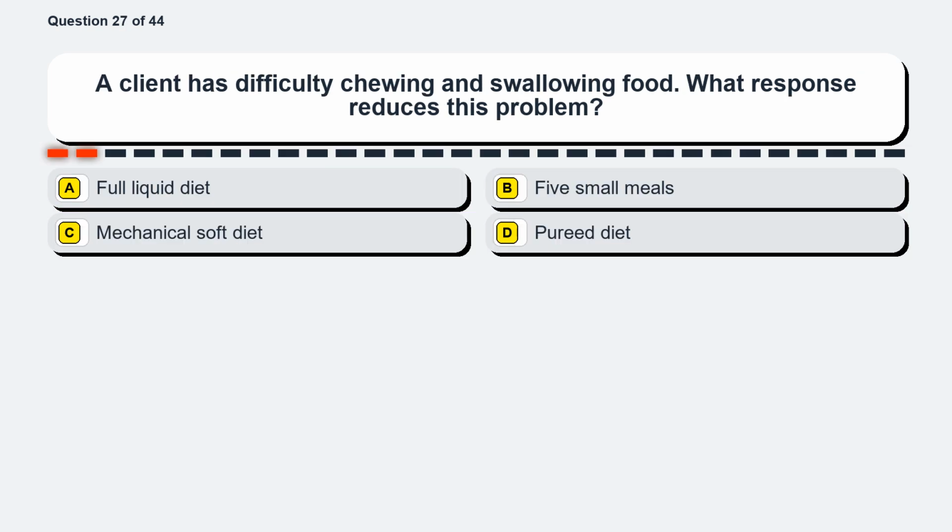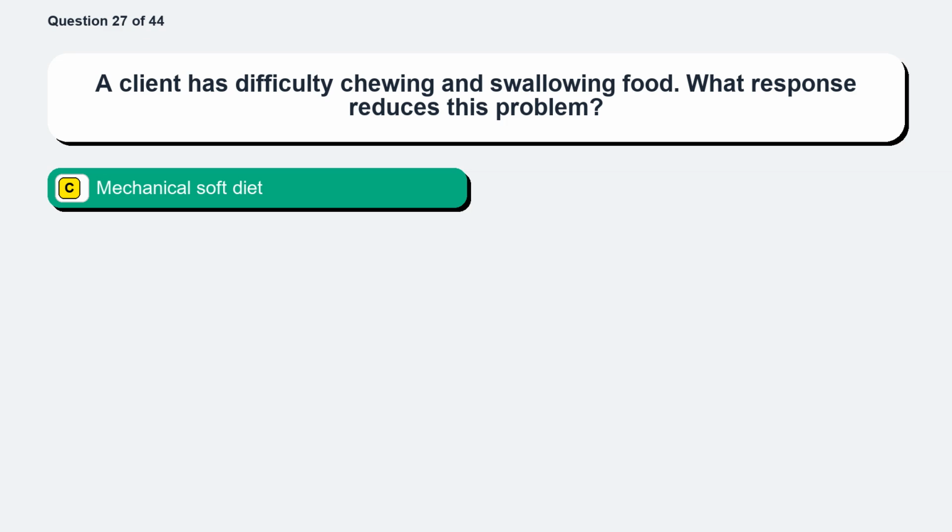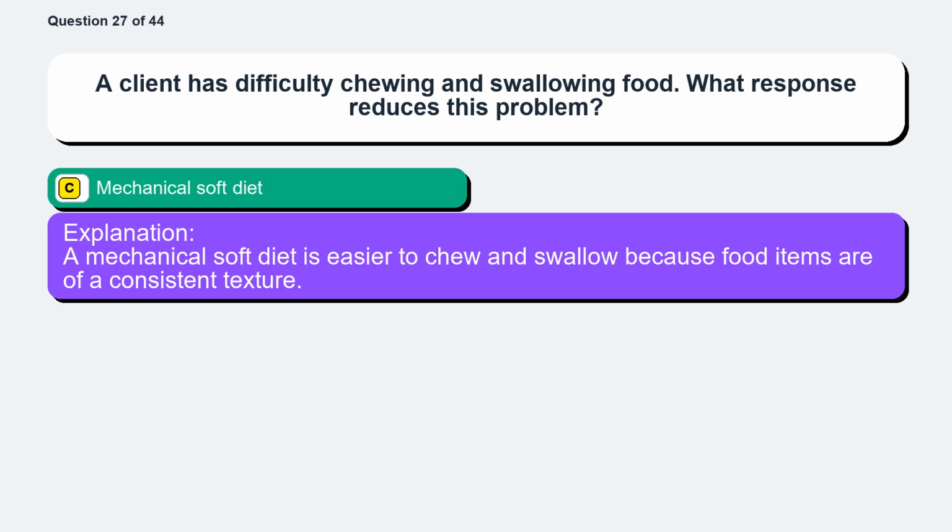Question 27. A client has difficulty chewing and swallowing food. What response reduces this problem? Option A, full liquid diet. Option B, 5 small meals. Option C, mechanical soft diet. Option D, pureed diet. The correct answer is option C, mechanical soft diet. A mechanical soft diet is easier to chew and swallow because food items are of a consistent texture.